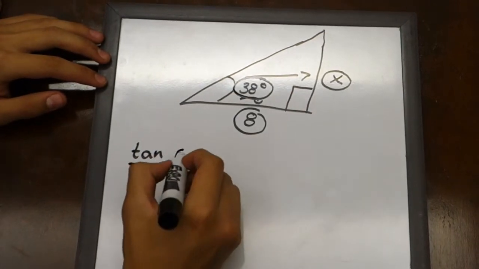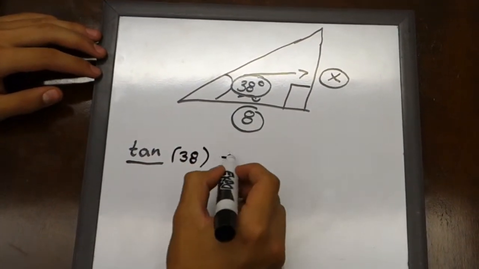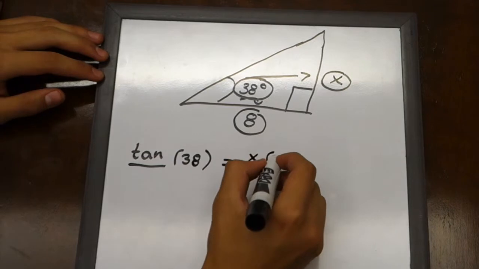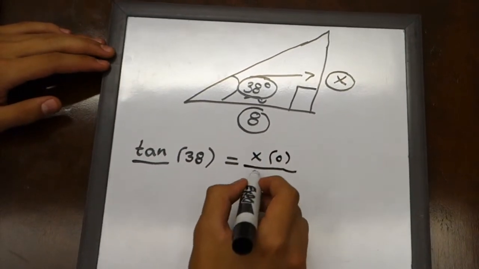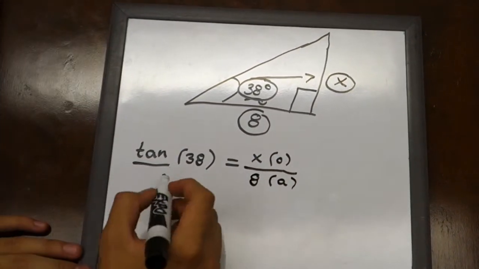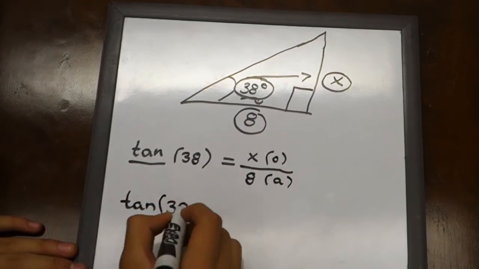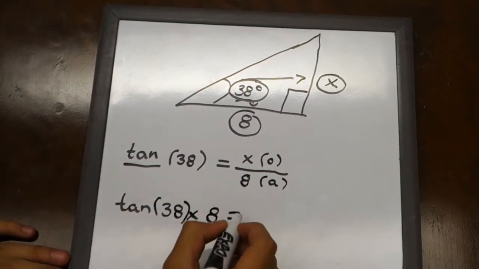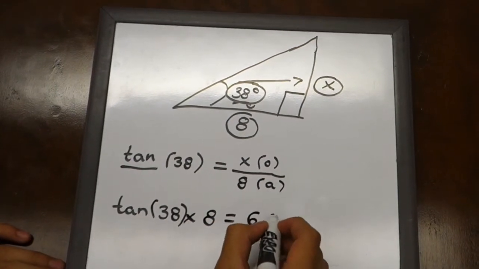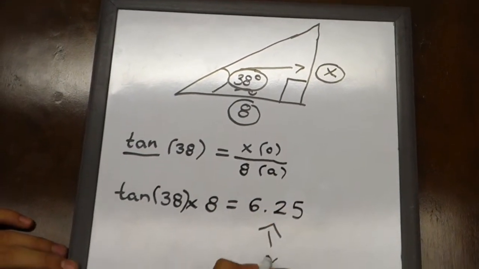So, tan 38, that is the angle, equals x, that is the opposite side, divided by 8, that is the adjacent side. We will use inverse operation to find x. So, tan 38 times 8 equals x. That would be 6.25.